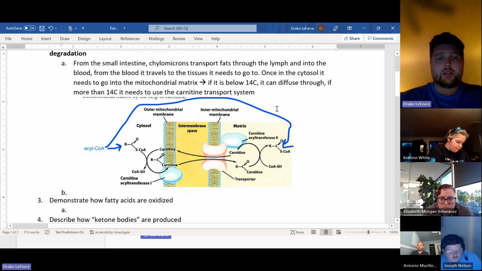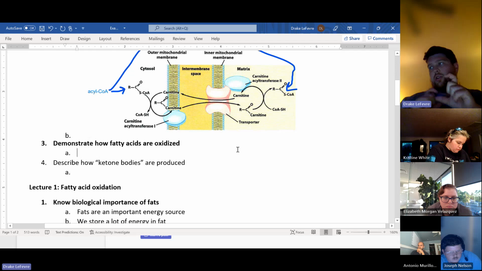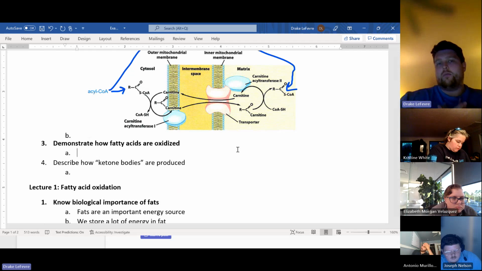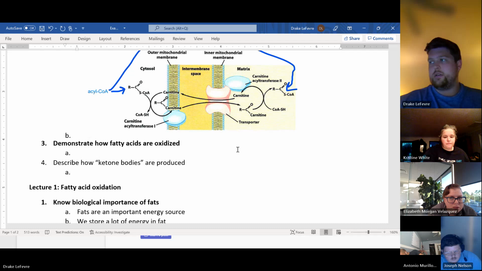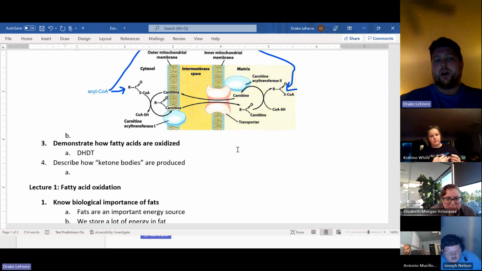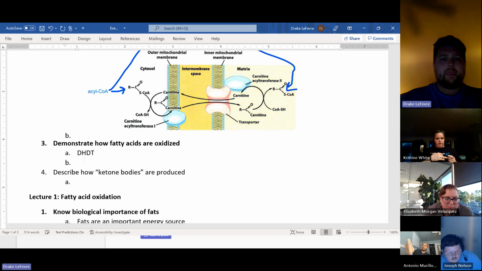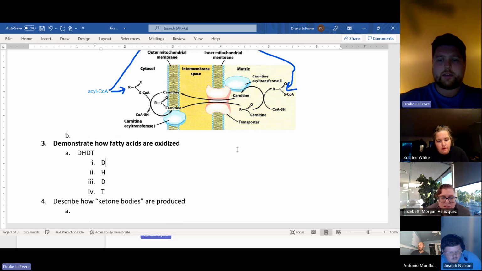That's mobilization and transport. Next part, demonstrate how fatty acids are oxidized. Step by step, what's our little mnemonic to remind us how fatty acids are oxidized? It's like DHDT, with a D instead of an O. What are our steps?